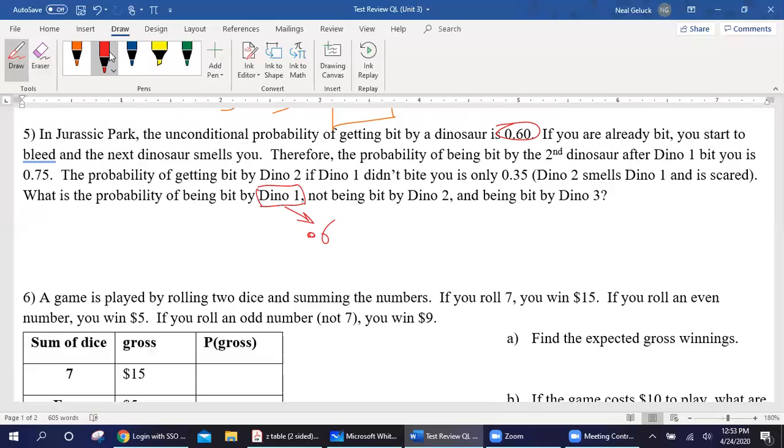Not being bit by Dino 2. Okay, now here's where you got to think this through. The first dinosaur bit me. The chances of the second dinosaur biting me is 0.75. That means the chances of the second dinosaur not biting me is 1 minus 0.75, which will end up being 0.25. So it's basically saying there's a 75% chance the second dinosaur would bite me, which means there'd only be a 25% chance he didn't.